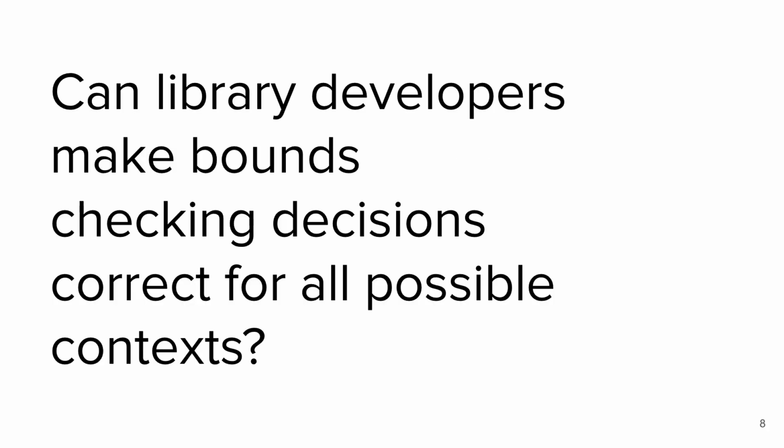So, can library developers make bounds checking decisions that are correct for all possible contexts? They probably can't, but to answer this a bit more rigorously, we break this overarching question down into 3 more precise questions and evaluate them in a study.